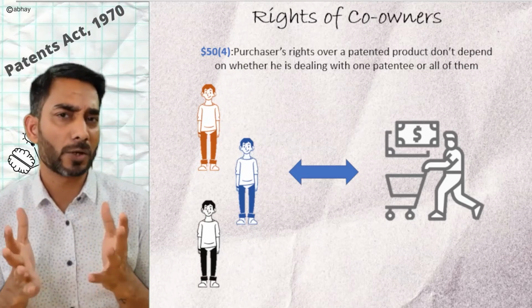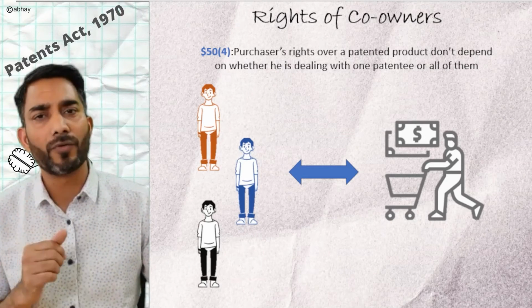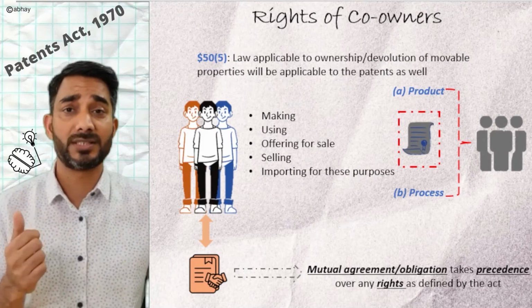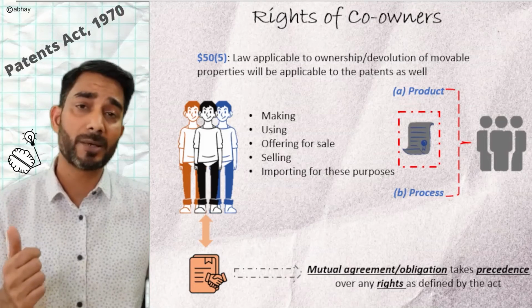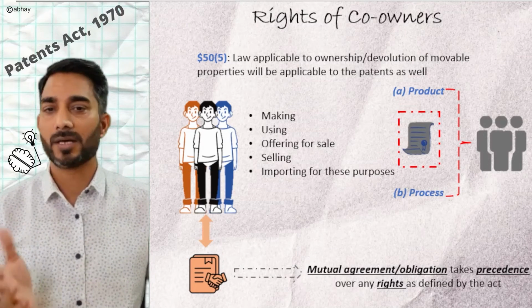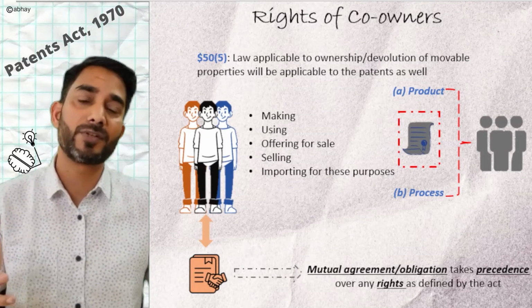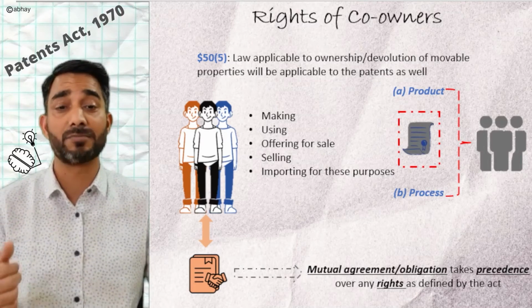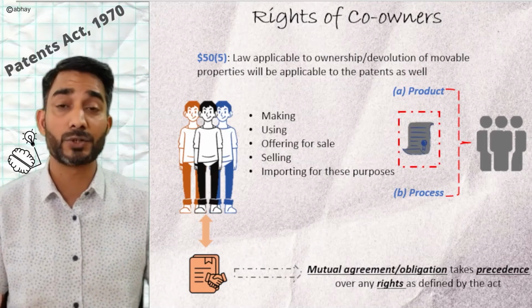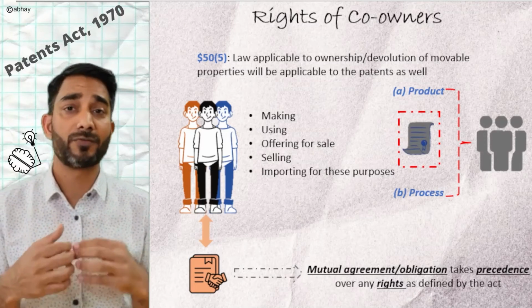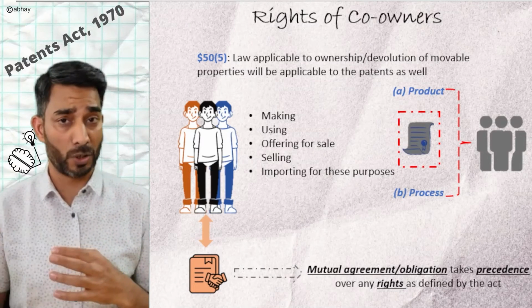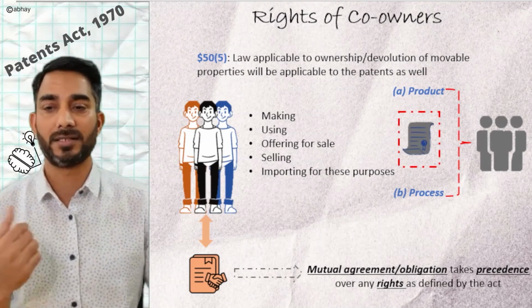We know patents are also treated as properties. Therefore, any law which is applicable for immovable properties will also be applicable to patents. Unless, of course, there is an agreement already in place which defines the mutual agreement and obligations of the patentees or their legal representatives, then such an agreement will always take priority over what the law says or what the Act says.